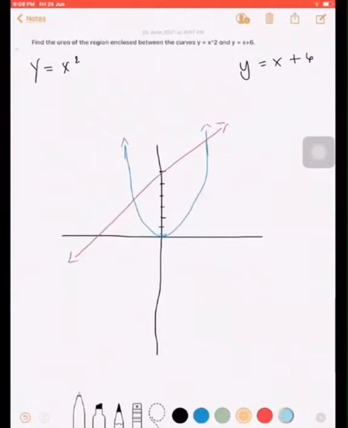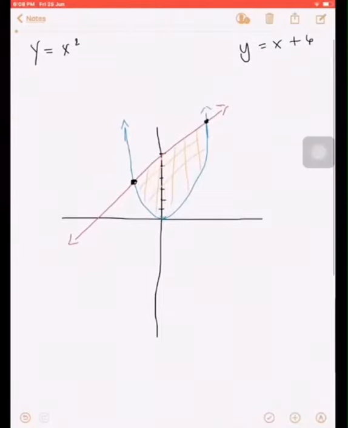In order for us to find the area of this region bounded by these two curves, we need to find the points of intersection, which is this one and this one. So how can we find these points of intersection? Let's set these two expressions equal to each other.